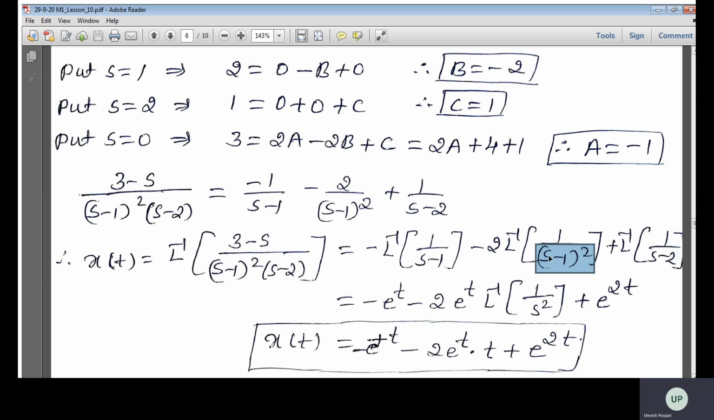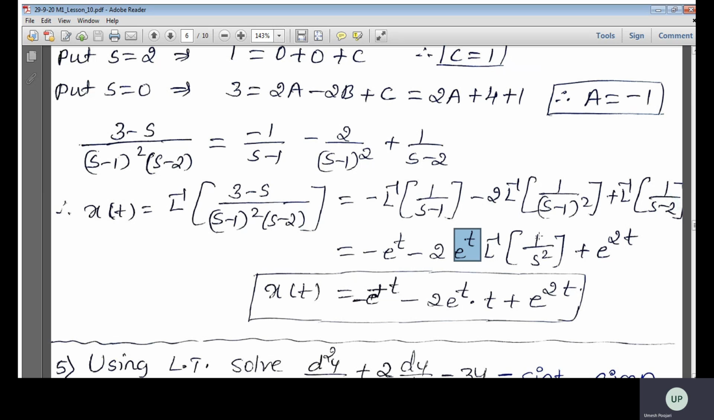So how will you convert s minus 1 to s? By multiplying this complete equation by e raised to t. e raised to t into L inverse of 1 by s square. So L inverse of 1 by s square is how much? t. Therefore our final answer for x is minus e raised to t minus 2 into t into e power t plus e raised to 2 into t.